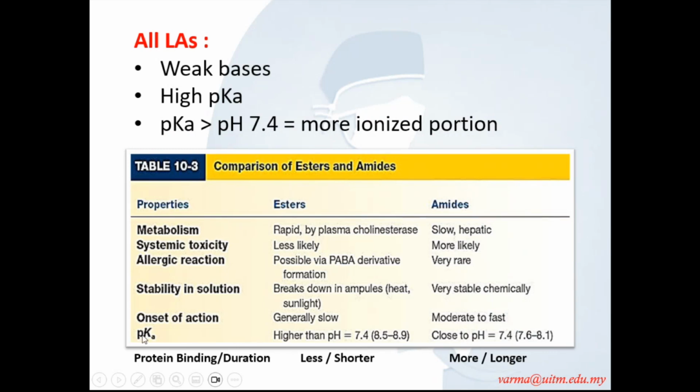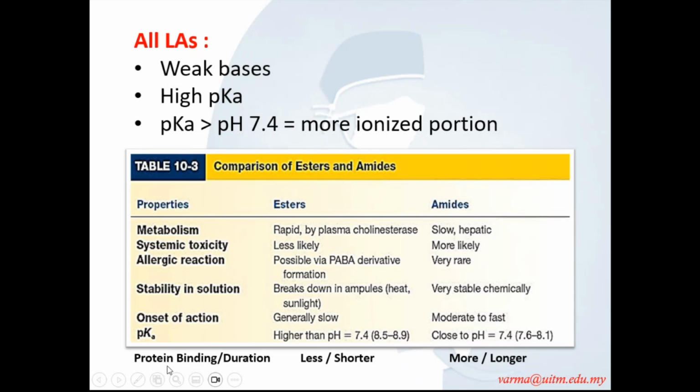Okay. pKa is higher than pH, close to pH. But anyway, their pKa, doesn't matter ester or amide, is still more than 7.4. But amides are closer to the pH, closer to 7.4. That's why they are comparatively faster. Your onset of action of LA is closely related to pKa and ionization. So when they are closer to the physiological pH of 7.4, more unionized portion is available to penetrate through the exoplasm to elicit their effect. Whereas for esters, since they are even higher, far more deviated from the physiological pH, they are present more in the ionized portion. So thus their effect is slow.